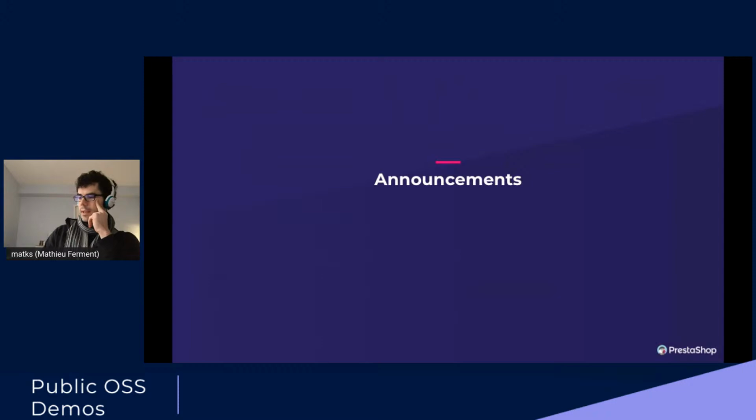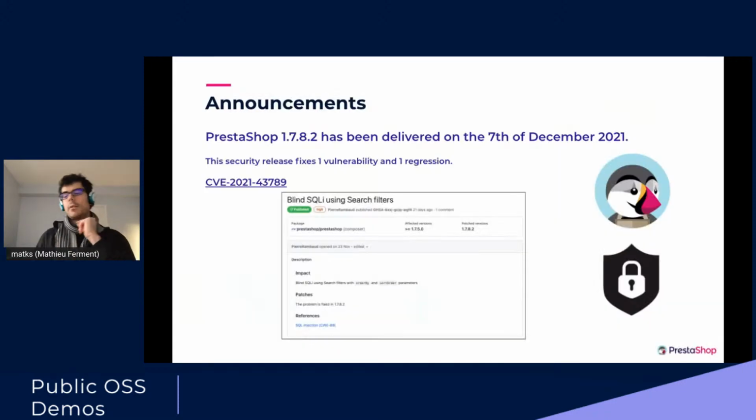Right, we can move on to the announcements. Well, you probably saw it last year. It's funny to say last year. Last month, we released PrestaShop 1.7.8.2 on the 7th of December 2021. This is a security release which fixes a vulnerability. You can look up the CVE, and we strongly recommend to upgrade, obviously. It also fixes one regression. That's all. Well, since this was the last month of the year, it was quite a slow month. A lot of people were enjoying some time off, so we don't have a lot of things to say.